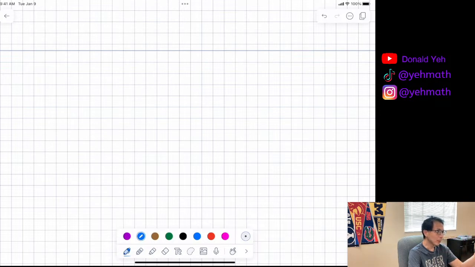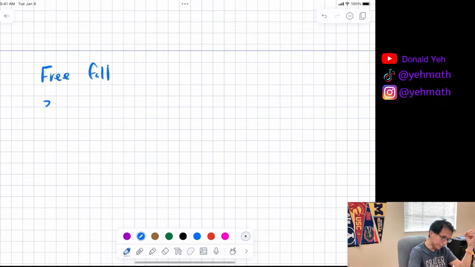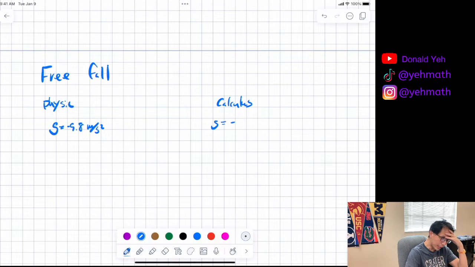Listen, free fall. We're going to start with free fall. Free fall in physics: the gravity constant is a little bit different than in calculus. It's negative 9.8 meters per second squared. In calculus, it's going to be negative 32 feet per second squared. That is physics.